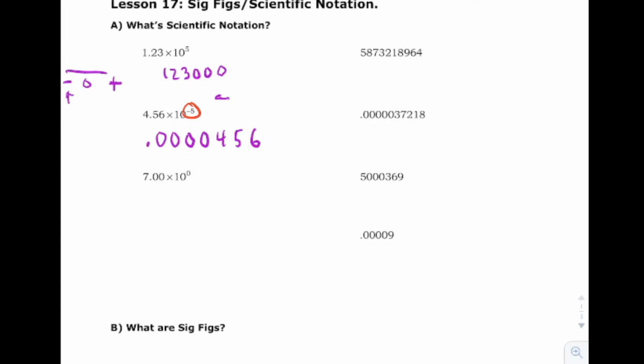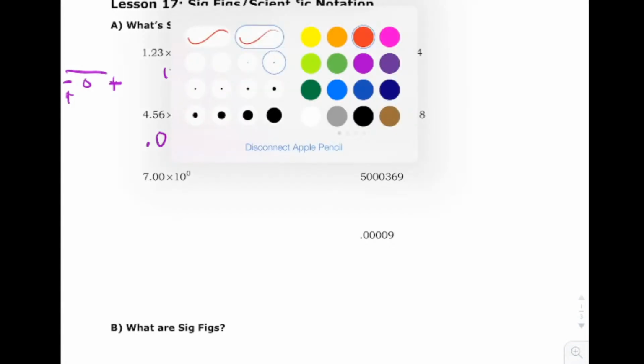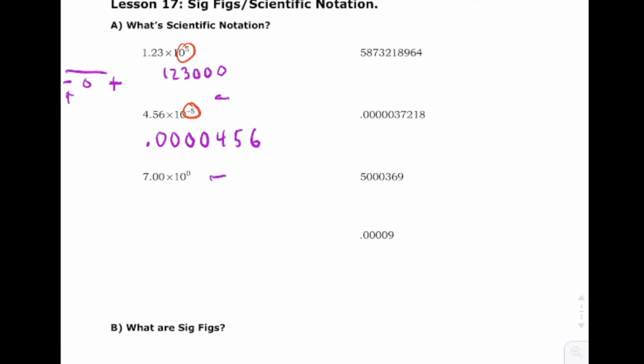So yeah, it's the old slide the decimal trick. If it's a positive exponent, you're going to slide it to the right 5 times, and if it's a negative exponent, a -5, you're going to slide it to the left 5 times. Now here's my favorite question. What if it says times 10 to the 0? Ooh. Now which way do you slide it?